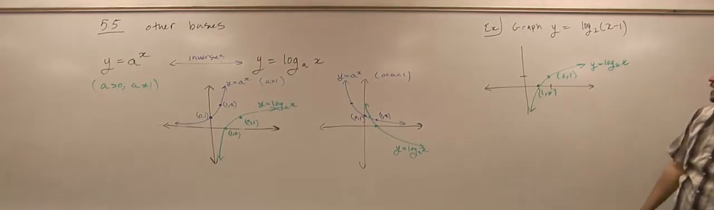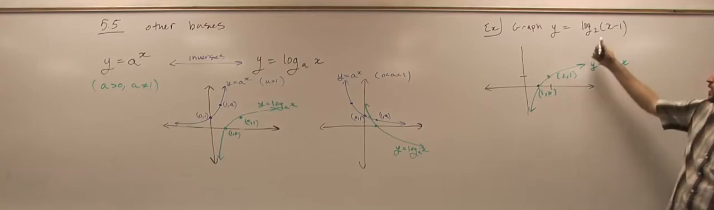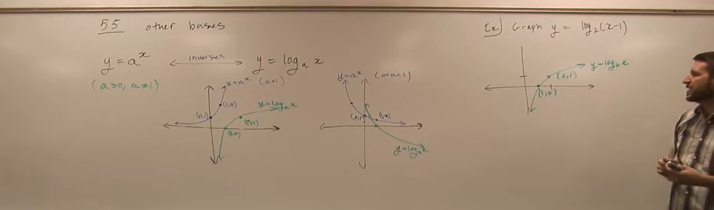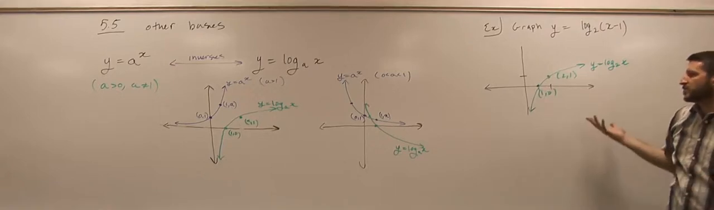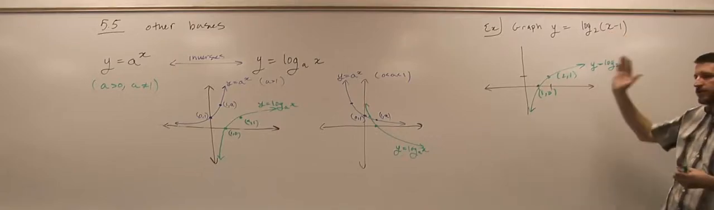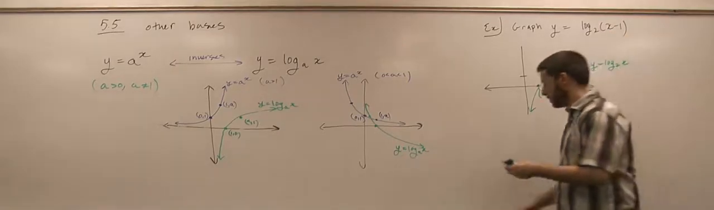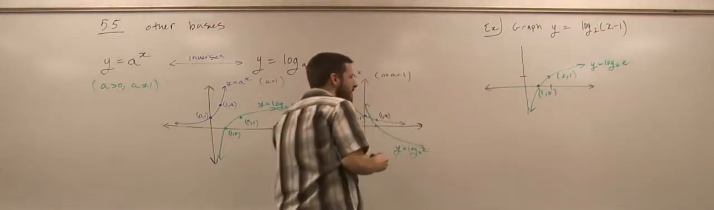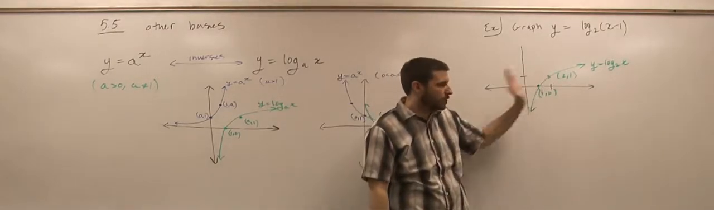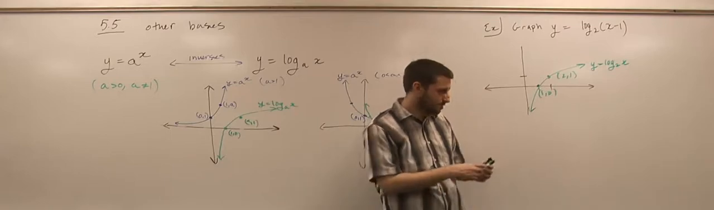But I didn't ask you for the graph of log base 2, I asked you for the graph of log base 2 of x minus 1. So what does that minus 1 do? It shifts 1 to the positive because it's inside the function, so it's a horizontal shift. So I'm going to take my asymptote, which was at x equals 0, and move it 1 over.